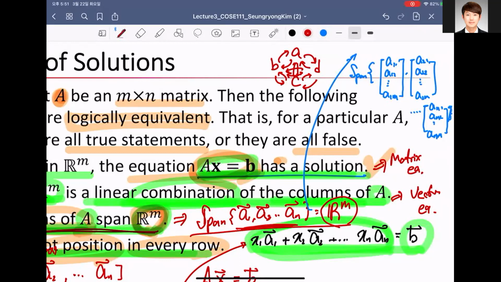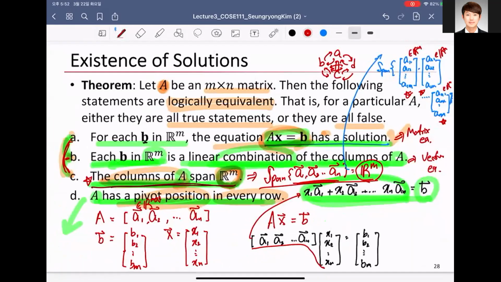So, in this case, each vector a1, a2, and an in Rm space, 그렇죠? Because there are m entries, 그렇죠? Rm space에 각각 다 존재한다라는 거죠. 그러니까 이 Rm 스페이스를 이 n 개의 벡터만을 가지고 모두 표현할 수 있다라는 게 스테이트먼트 C예요. 다시, 우리가 어떤 Rm 스페이스를 n 개의 벡터만 가지고도 표현할 수 있다라는 거예요.